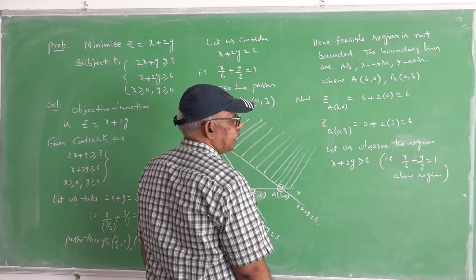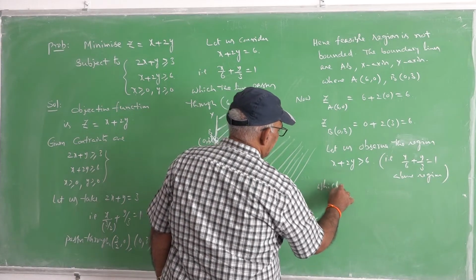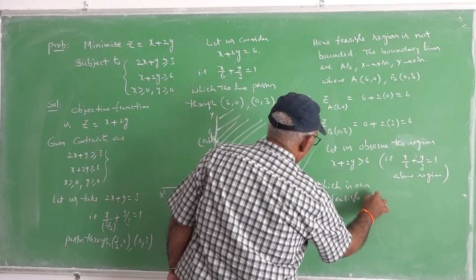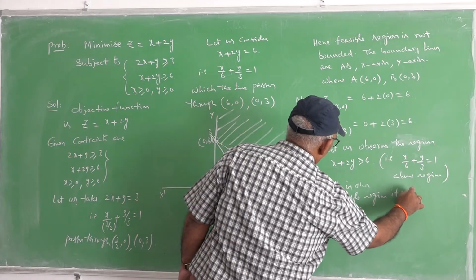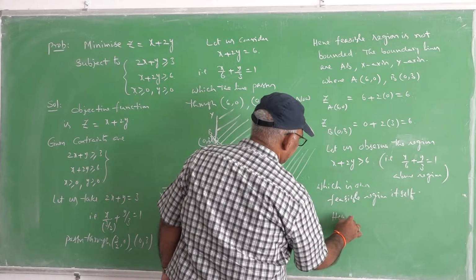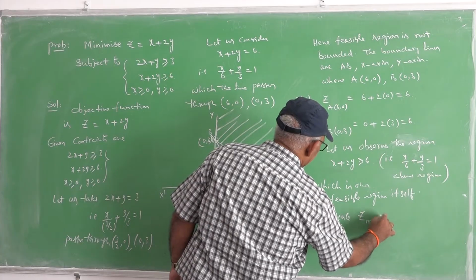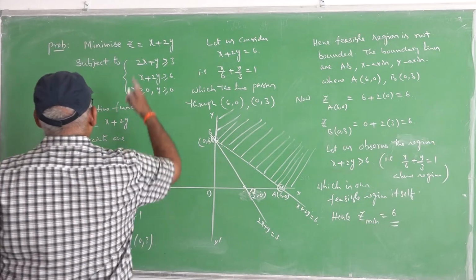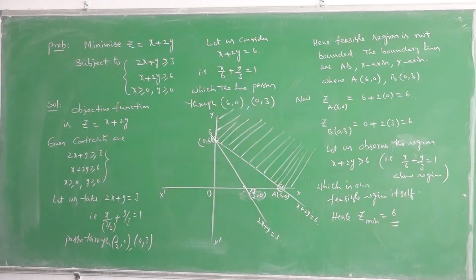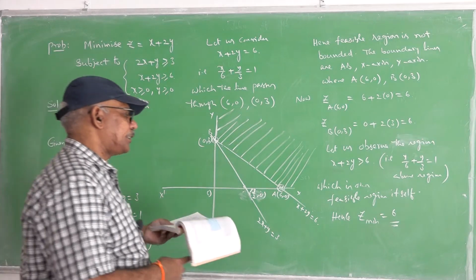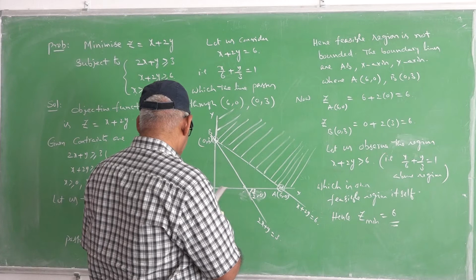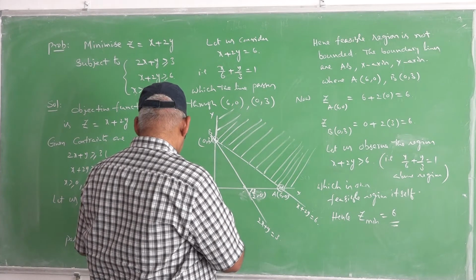Let us observe the region x plus 2y equal to 6, which is in our feasible region itself. Hence z minimum is 6 itself. The minimum of z is here 6. Maximum cannot be obtained here. The maximum value of z does not exist here. Only the minimum exists for this linear function x plus 2y with the help of these given constraints.